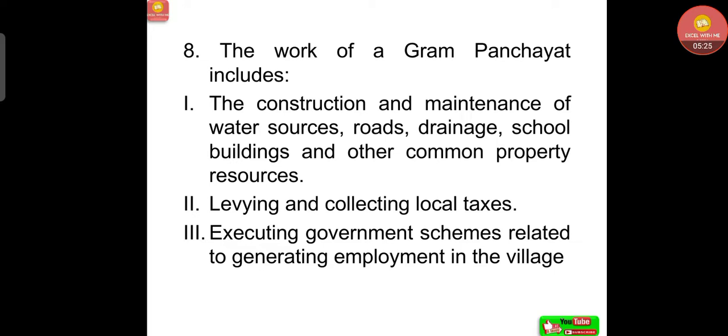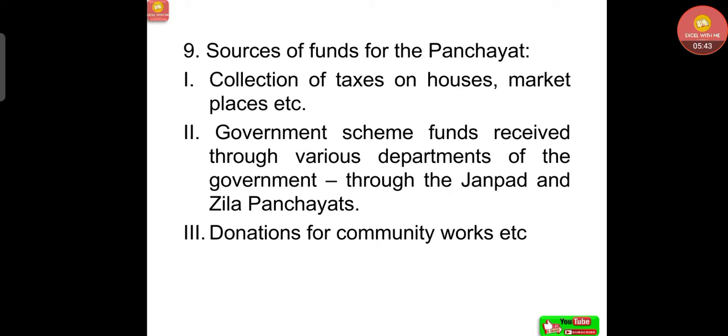Next important points we have to remember: the work of a Gram Panchayat includes, first, the construction and maintenance of water sources, roads, drainage, school buildings and other common property resources; second, levying and collecting local taxes; third, executing government schemes related to generating employment in the village. So, these are the work of a Gram Panchayat.